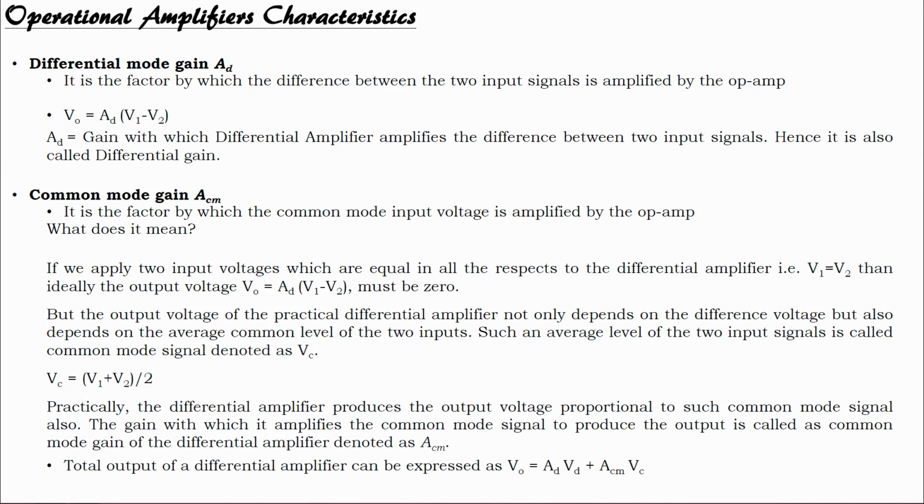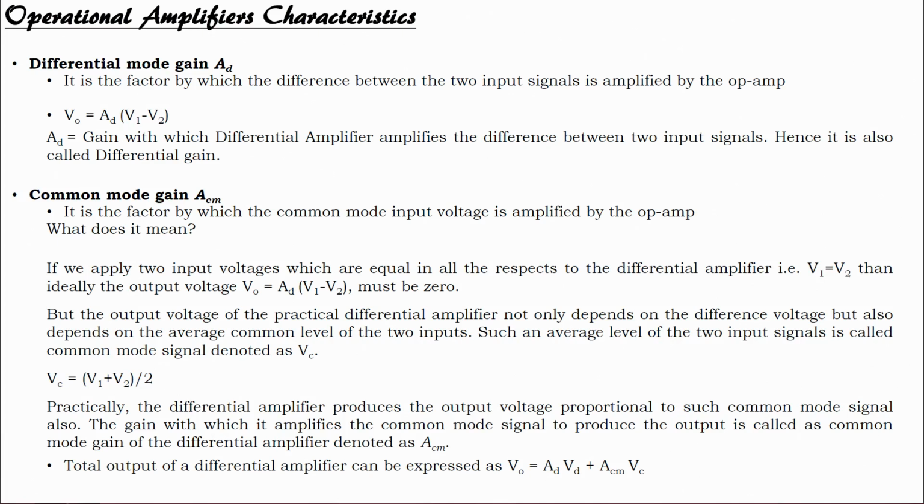Common mode gain, what does common mode gain mean? It is a factor by which the common mode input voltage is amplified by the operational amplifier. So, what exactly does common mode gain mean? If we apply two input voltages which are equal in all respects to a differential amplifier, say the voltage at the inverting terminal is V1 and the voltage at the non-inverting terminal of the op amp is V2, and V1 equals V2, then ideally what should be the output? Output voltage should be VO equals AD times (V1 minus V2), and V1 is equal to V2, so the output voltage should be 0.